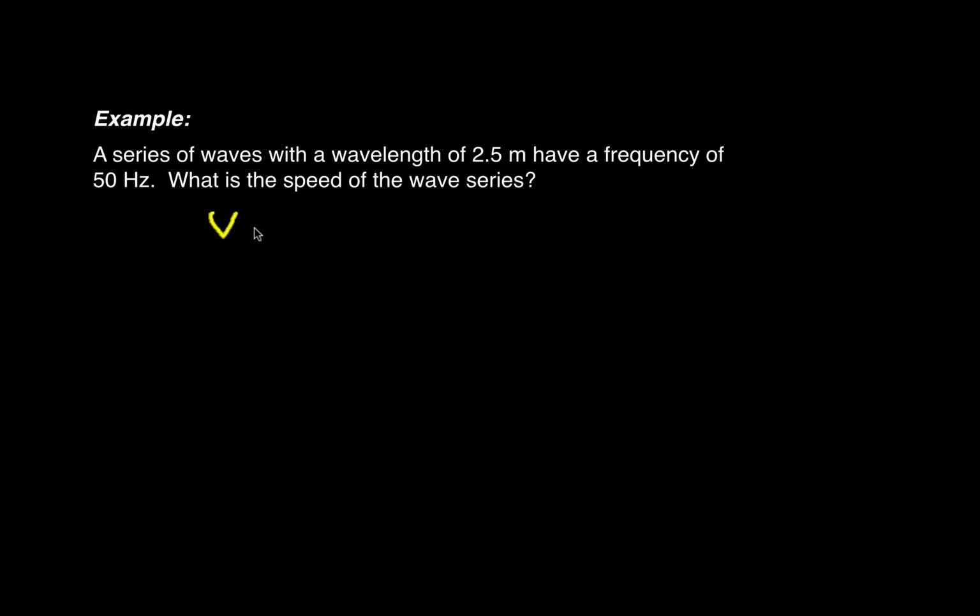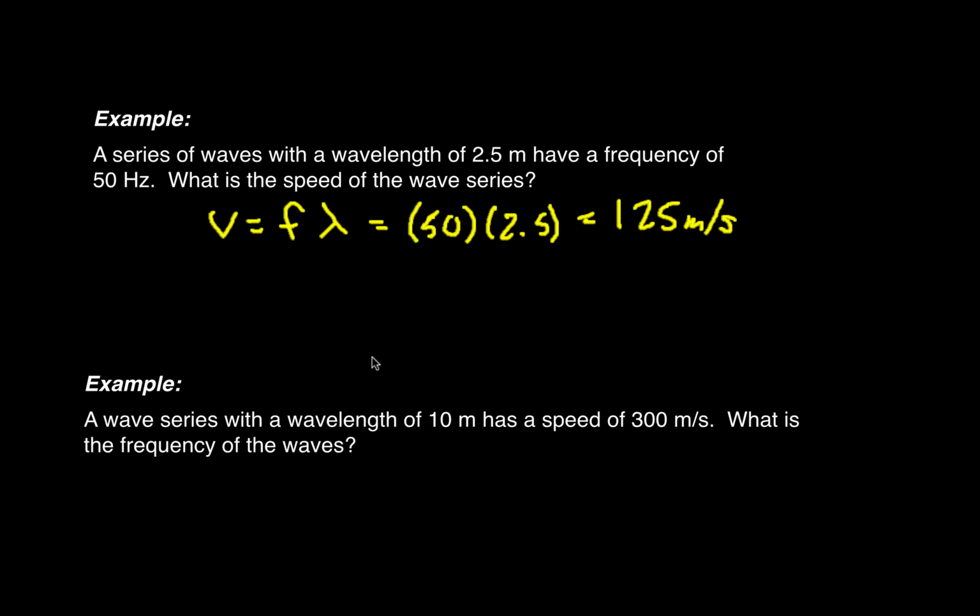We use the universal wave equation, which is v equals f lambda, to determine the speed of the wave. This is 50 Hz times the wavelength of 2.5 meters, which gives us 125 meters per second, which is the speed of the crest of the wave as it travels through the medium.